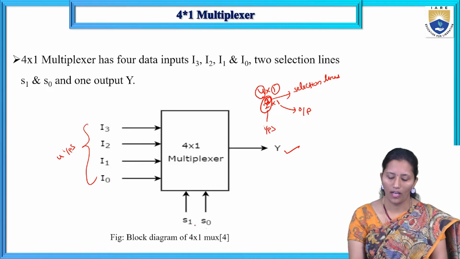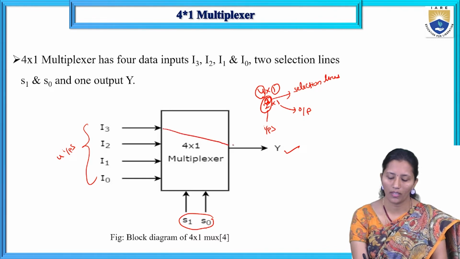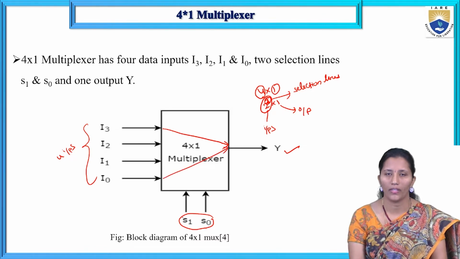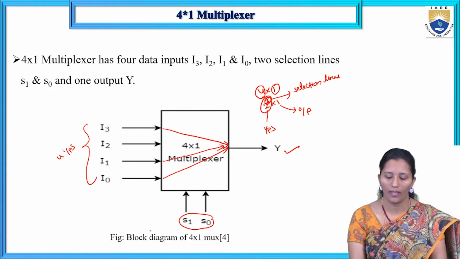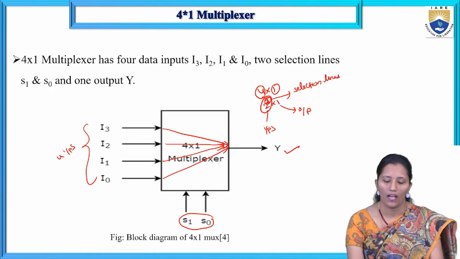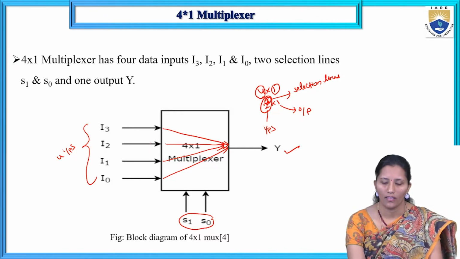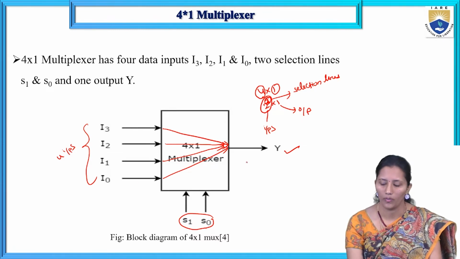Okay. So, according to the selection line values, any one of the inputs will be transmitted to the output. If S1 and S0 are 0, 0, then whatever the data in I0 will be transmitted to Y. If S1 and S0 are 0, 1, I1 will be transmitted to Y. If 1, 0, I2 will be transmitted, 1, 1, I3 will be transmitted. Other data will not be transmitted to the output. Only according to the selection lines, any one of the inputs will be transmitted to the output.